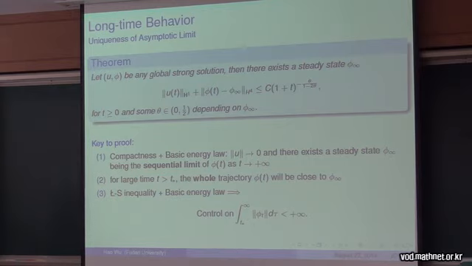The point here is how you can show the convergence for all time to this subsequence limit. First, we can show that for sufficiently large time, the whole trajectory will be close to the subsequence limit. And then, due to the Lojasiewicz-Simon inequality combined with the basic energy law, we can show that this integral is finite. And this tells you that phi is indeed convergent in L2. And due to compactness in H2, H3, you have the convergence in higher order norms.